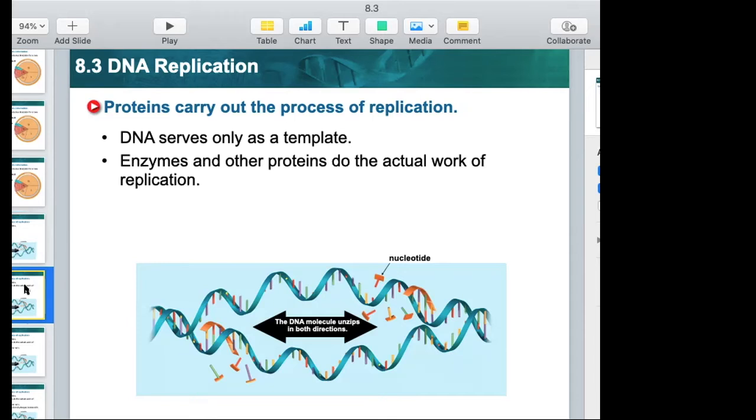So enzymes and other proteins do the actual work of replication. Enzymes are a special kind of protein that make things go faster in the body. As I mentioned, one enzyme breaks down the double helix and unzips it. And that's what we see happening right here.